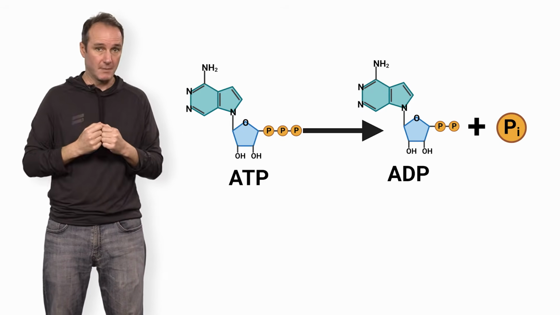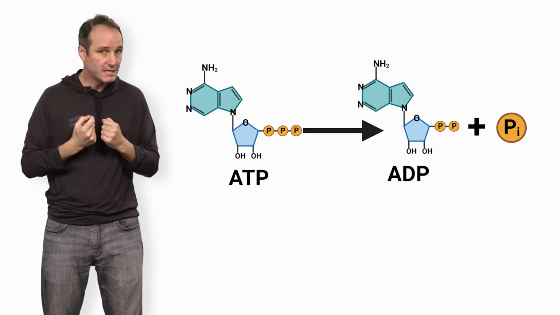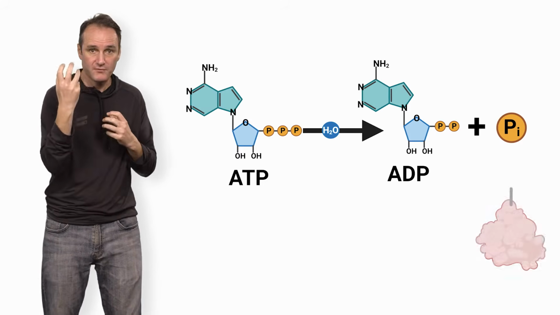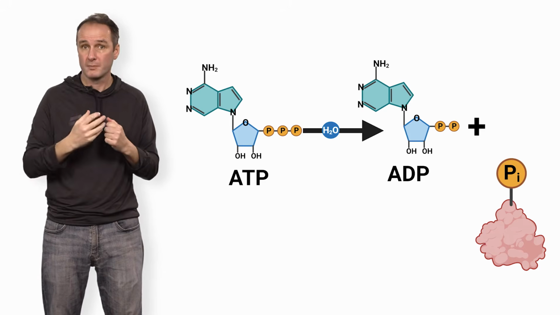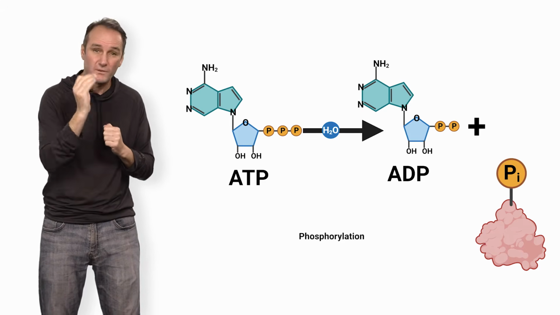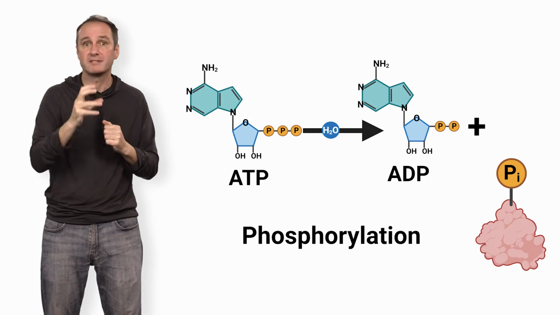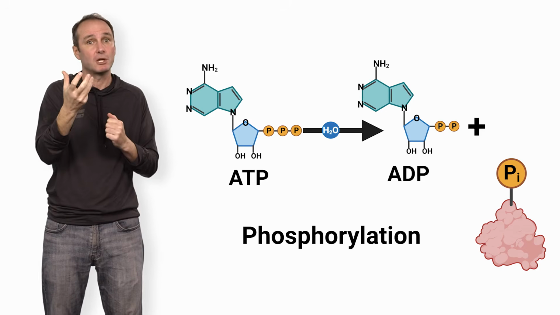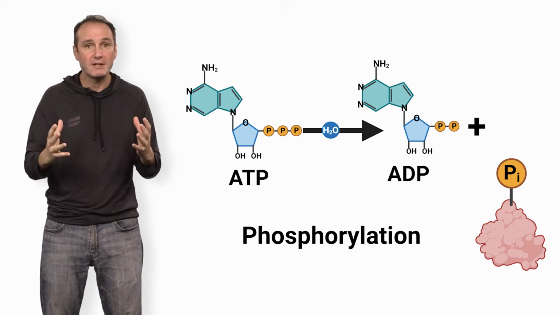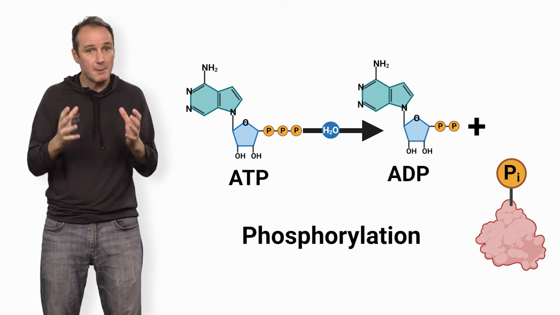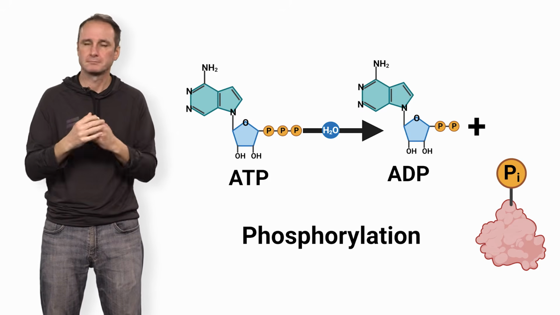More specifically, what actually happens within a cell is that when that ATP is hydrolyzed, that 3rd phosphate is used to energize a recipient molecule. We call this process phosphorylation. And most cellular work relies upon ATP energizing molecules by phosphorylating them. Why? Put very simply, it makes that recipient molecule less stable and more reactive.